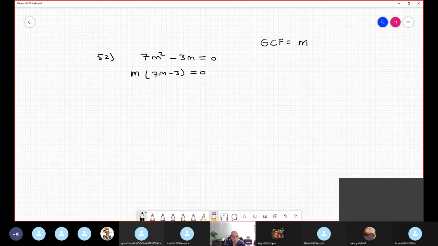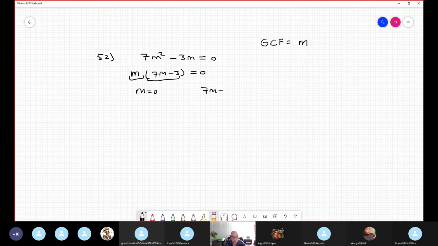Wow, easy. The first factor is m equals 0. This is the first one. And the second one is 7m minus 3 equal to 0. So 7m equal to 3, divided by 7 both sides. m is equal to 3 over 7. The solution for this equation is 0, 3 over 7, which is option A. Again, super easy. Wow, amazing.